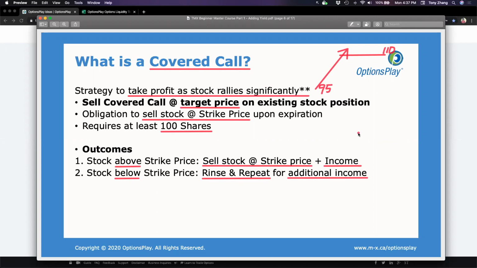So does that make sense, everyone? Please type 2 into the chat window as to why you might want to sell a covered call on the stock positions that you own.